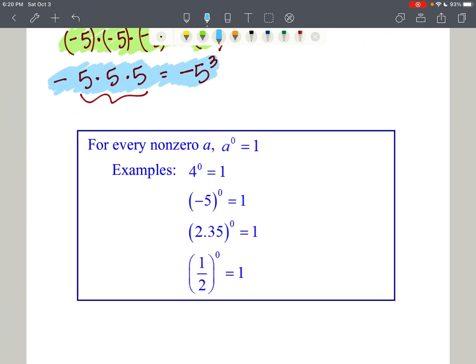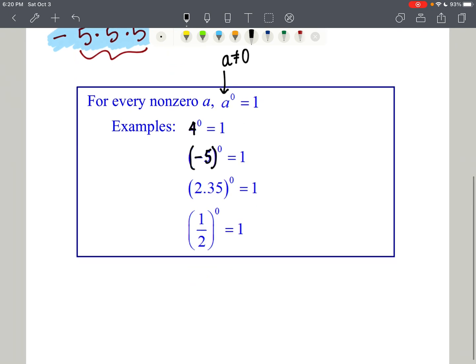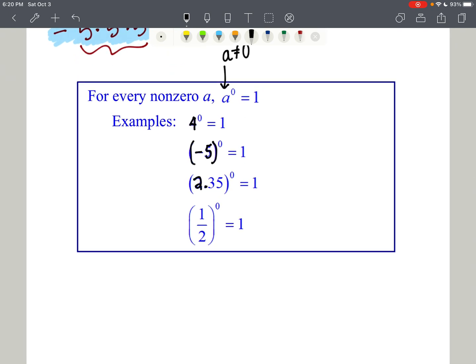Now for every non-zero a, so for every base that is not 0, so a cannot equal 0, if you take a number and raise it to the 0 power, that is equal to 1. So 4 to the 0 power is 1. So any integer raised to the 0 power is 1. Negative 5 is also an integer, and if we take negative 5 and raise it to the 0 power, we get 1. We can also take a decimal like 2.35 and raise it to the 0 power, and we get 1.